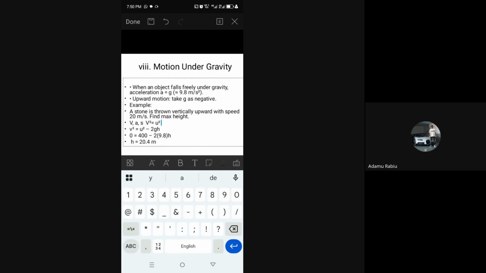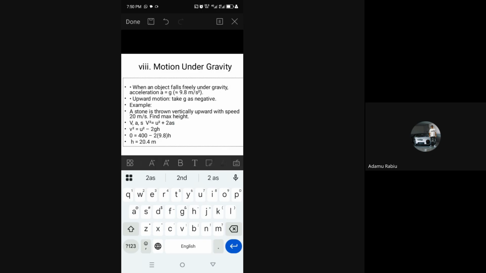But this is a vertical motion. Instead of using s, I've told you before, you use h. Instead of using a, which is for horizontal motion, motion on the ground, g is for vertical motion. So instead of using a, we use g.